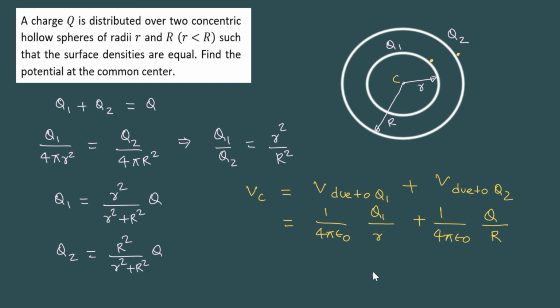Now let us substitute these values Q1 and Q2. Let's pull the constants out. So 1 by 4 pi epsilon naught, and Q by small r square plus capital R square is constant, so I'm going to pull that out. What do I have in the first term? It is simply small r square by small r, so I'll have small r. In the second term I have capital R square by capital R, so I'll have capital R. So that should be the potential at the common center.